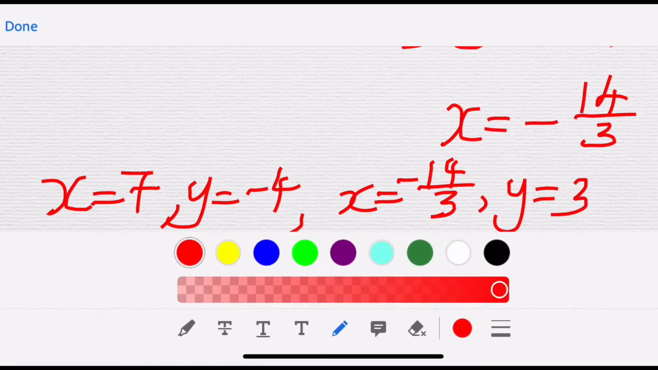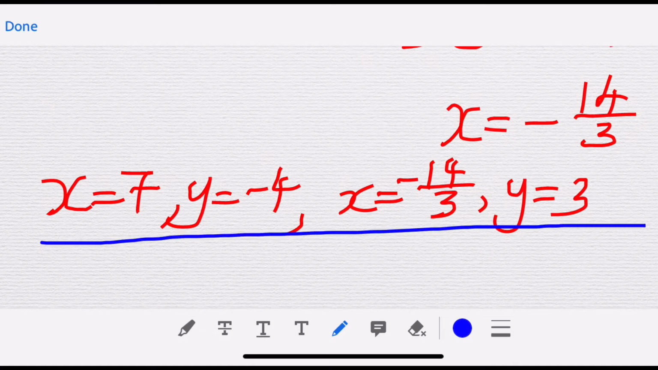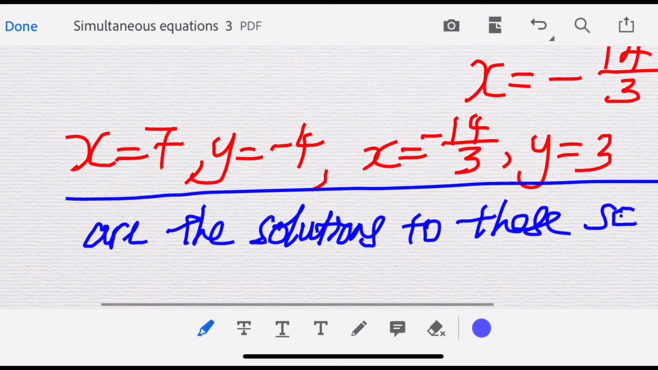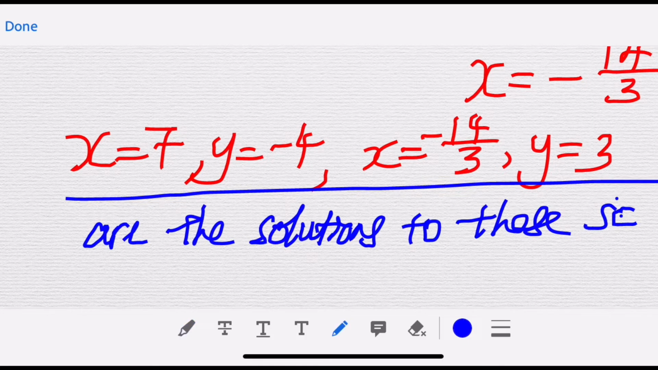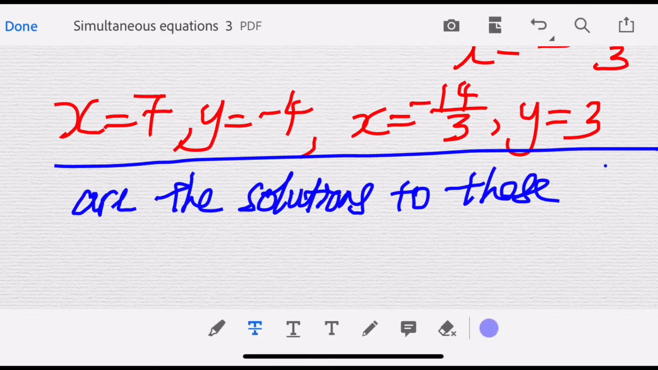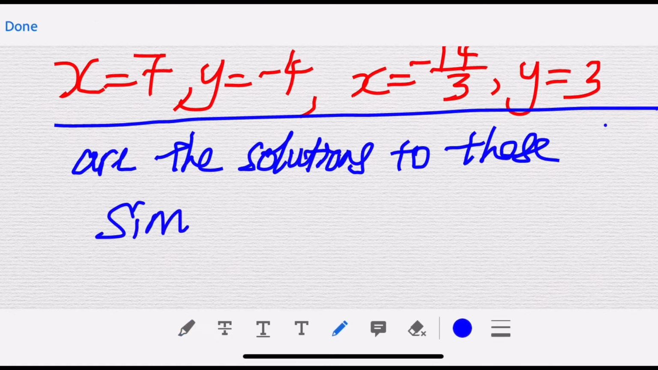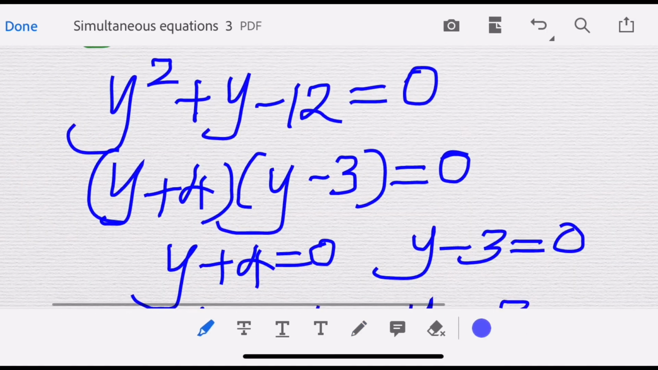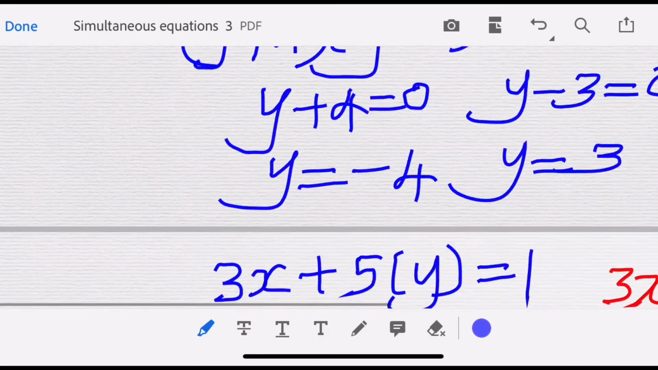So we have 2 answers, which are 7, negative 4, and negative 14 over 3, 3. These are the solutions to this simultaneous equation. Alright, so you can write in words. Okay, let me write down in full words: simultaneous equation. Right, so we have solved using elimination. Looks like it's easy, right? If you use elimination, you can solve fast, but you need to be very careful, right?